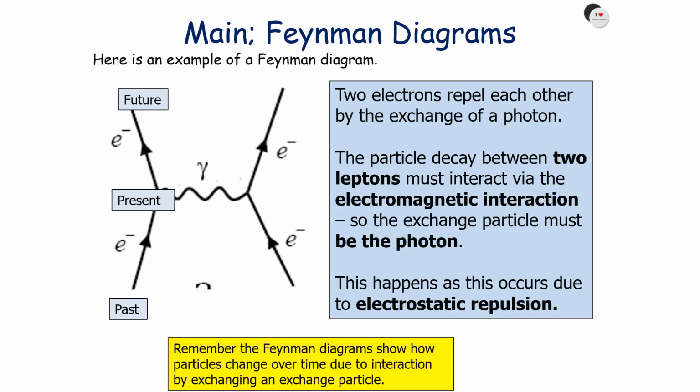Here's another example. Two electrons repel each other by the exchange of a photon. Now the particle decay is between two leptons, but it must interact via the electromagnetic interaction because you've got attraction or repulsion. So in this case, the exchange particle is the photon.